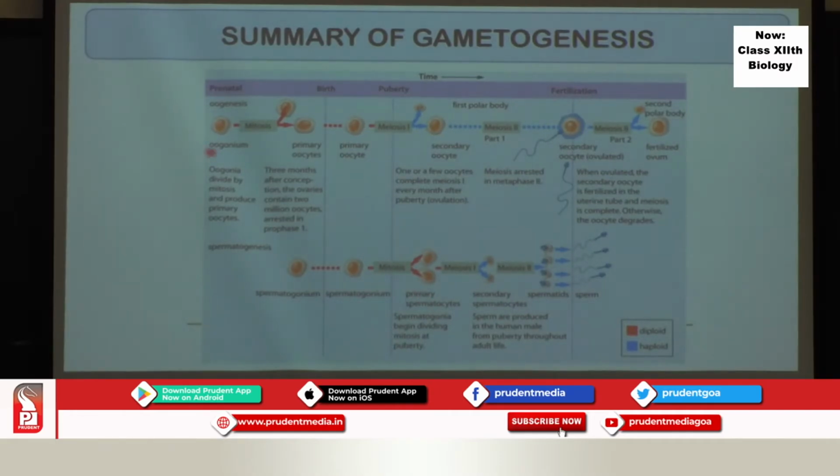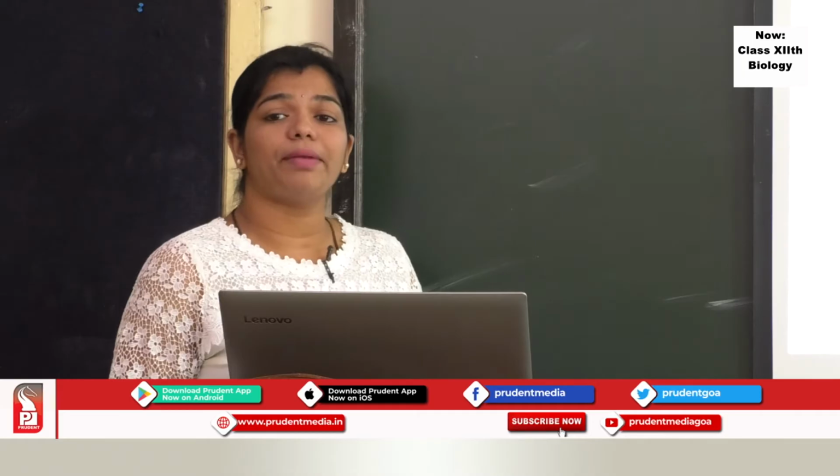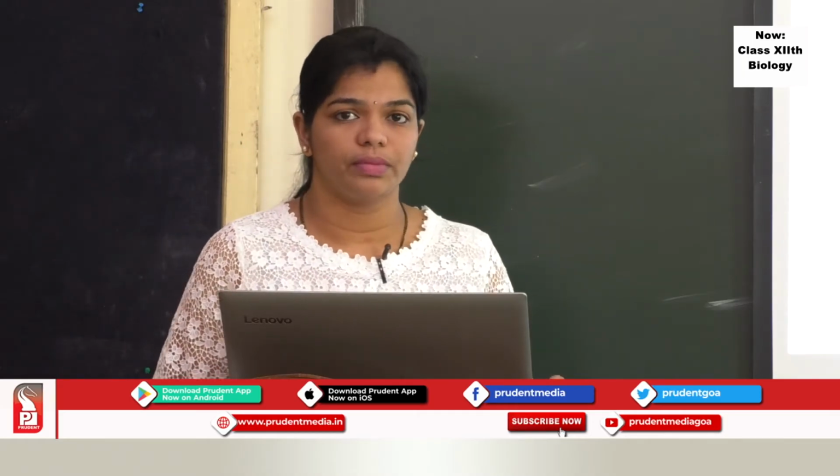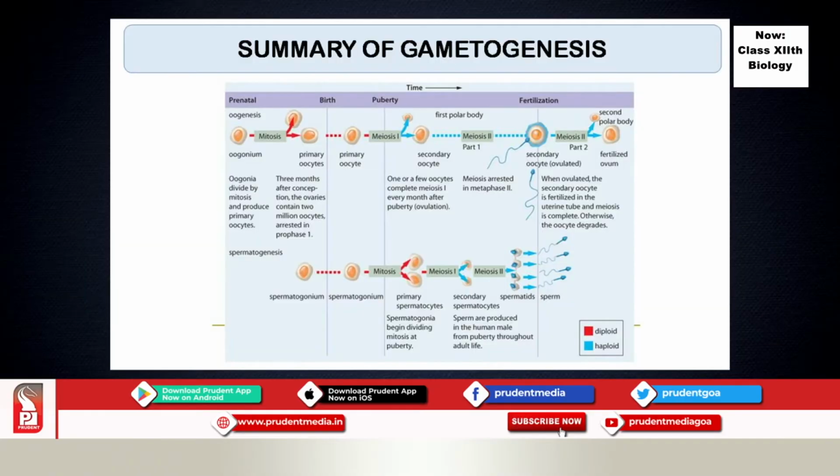that's oogenesis and spermatogenesis. If you look over here, you have an oogonium, which is formed in females at prenatal stage, that's much before the birth. Now these oogonia divide by means of mitosis. Make a note, students, these oogonia are diploid cells. Now these oogonia will divide mitotically and will form primary oocytes.